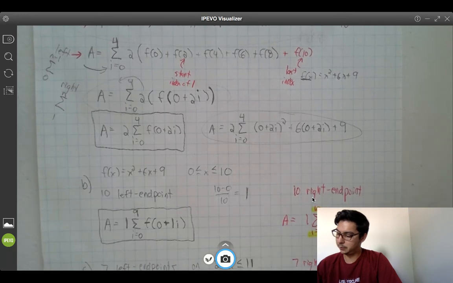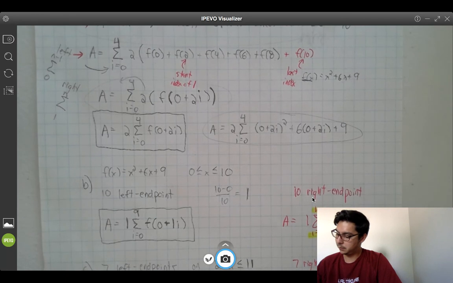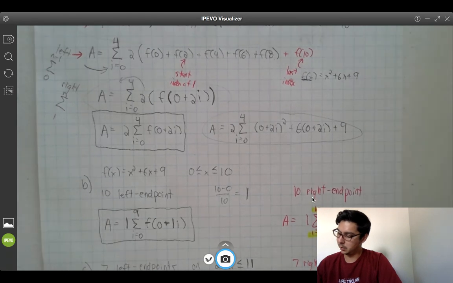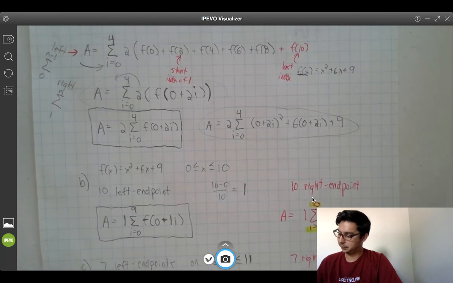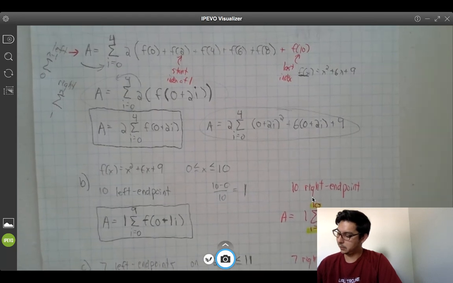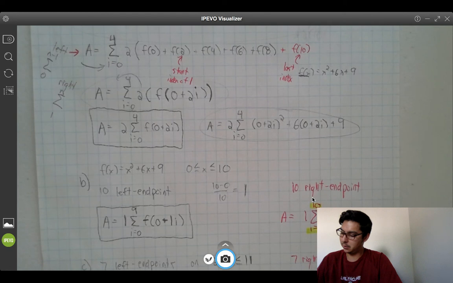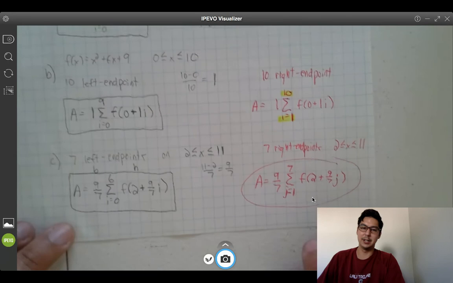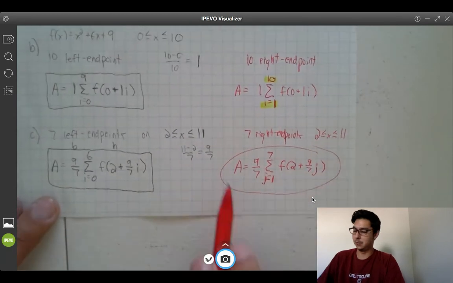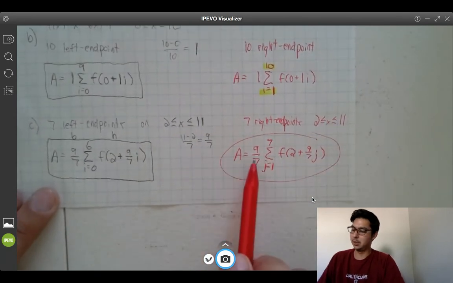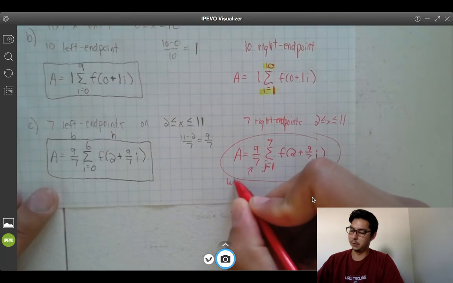on 2 to 11. Then it would be your width, which is still 9/7, summation of, we'll use j now, j equals 1 up to 7. And it will go f of 2, because it's still your starting value, plus your next rectangle over, which is that width moved over, width being 9/7, then j. There's the next one. Oh my gosh, I didn't show you any of that. There you go. There's the next one. My bad, poor video skills. So it'd be 9/7 for the width of each rectangle.